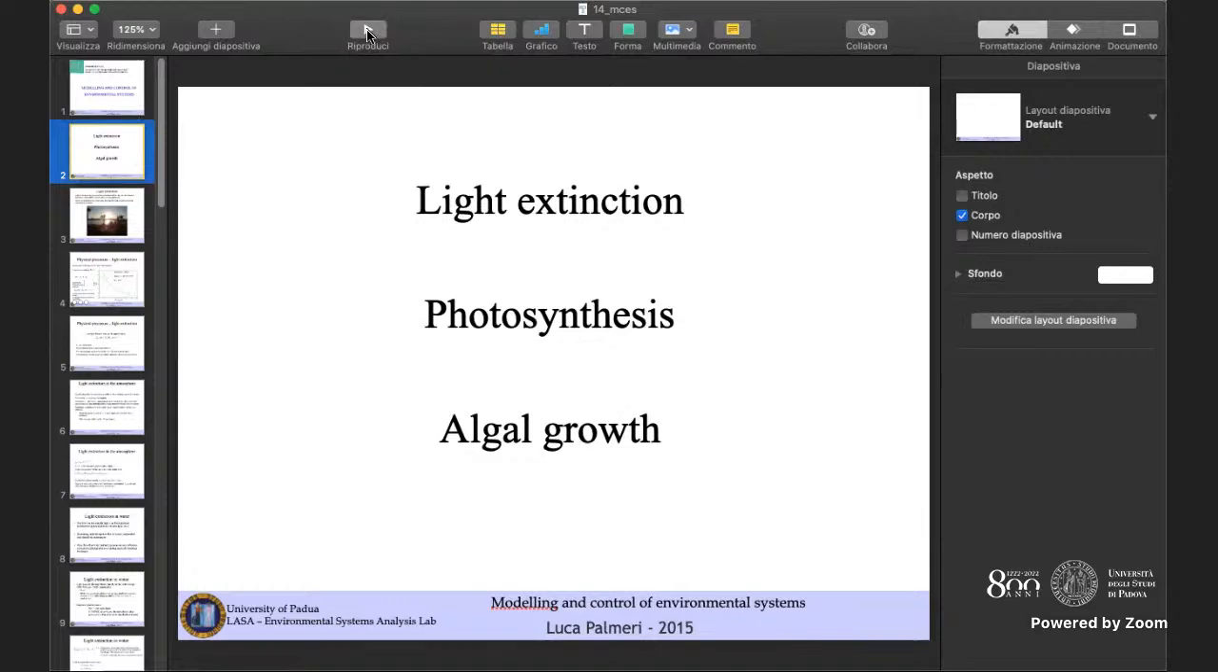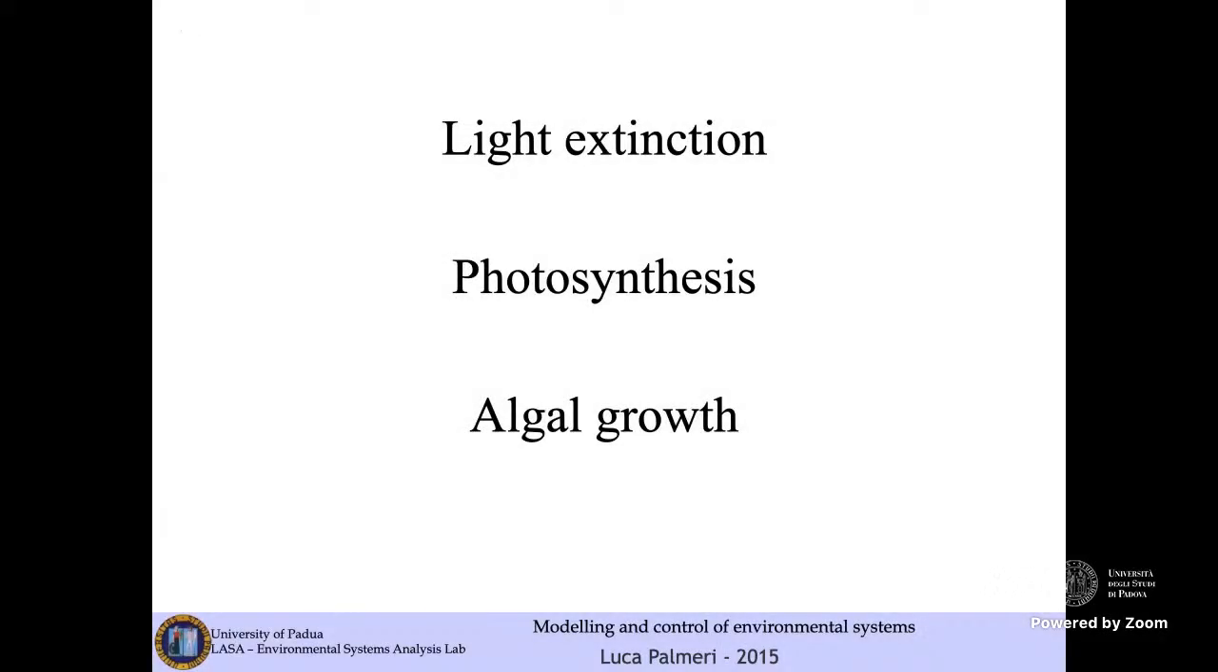So what we are going to start today is the last part of the theoretical arguments for the class. We will discuss what we may call biological processes. And in doing this, we shall start by introducing the processes of light extinction, which is strictly connected with the process of photosynthesis, because as you know, photosynthesis depends on the presence of light.